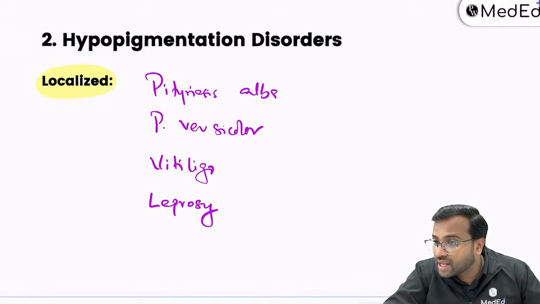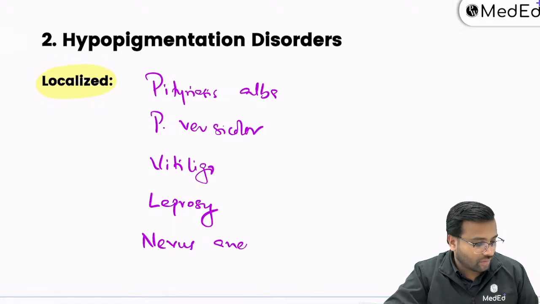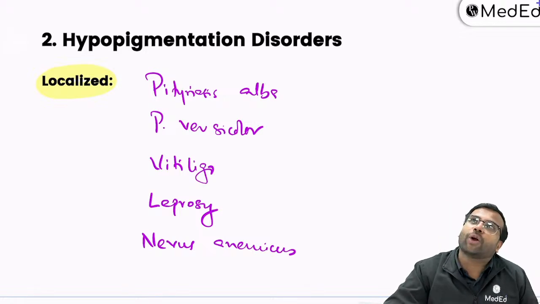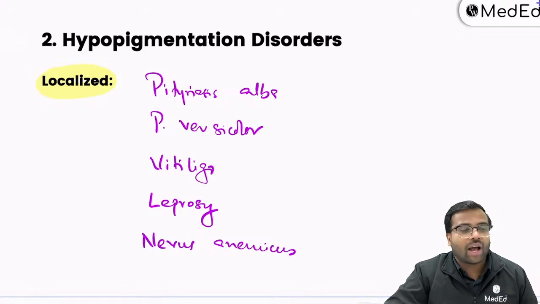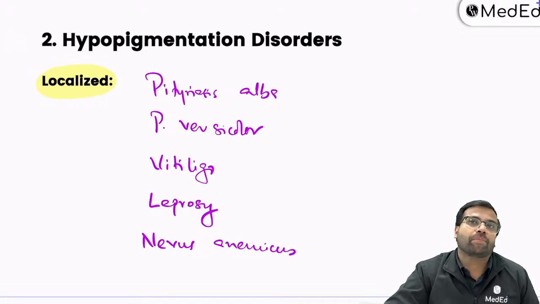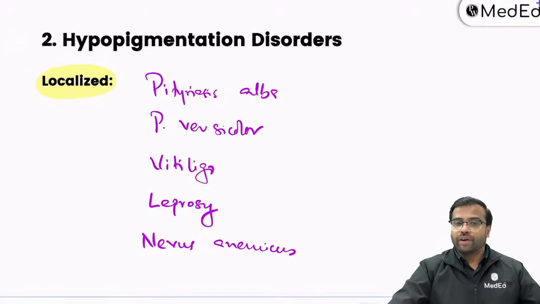Next one is nevus anemicus. Excellent. Nevus anemicus. So glad to see these answers. Halo nevus. Good thinking. Halo nevus में there is a nevus which is surrounded by a hypopigmented zone. हो सकता है ये hypopigmented zone के वजह से, you can add it as one of the differential diagnosis.